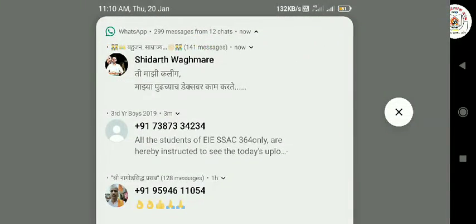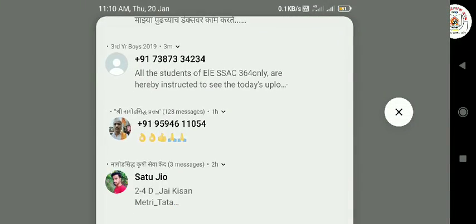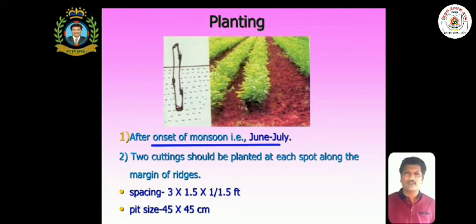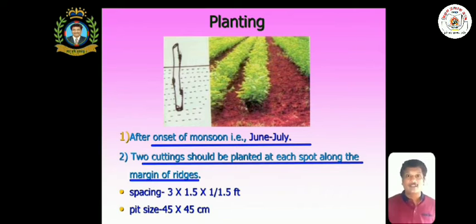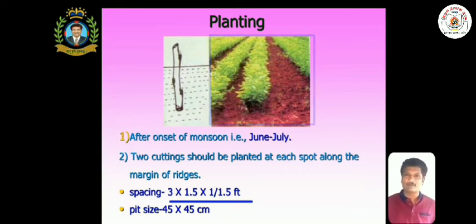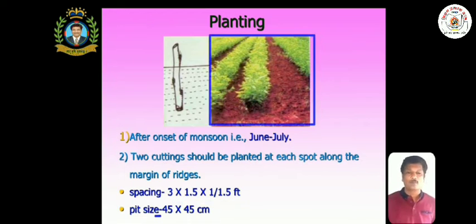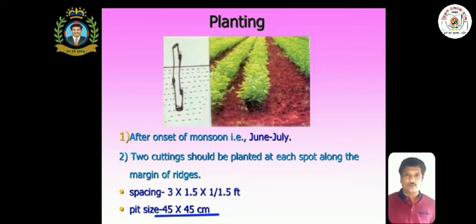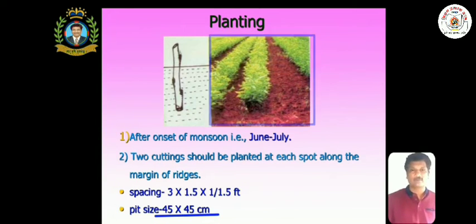How should the planting of these cuttings be done? On the onset of the monsoon, that is after the first shower, mostly in June or July, the cuttings should be taken and 2 cuttings should be planted at each spot along the margins of the ridges. The spacing mostly preferred by farmers is about 3 by 1.5 to 1 or 1.5 feet, and the pit size for planting should be about 45 by 45 centimeters.